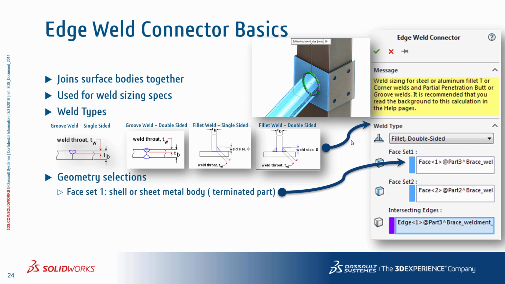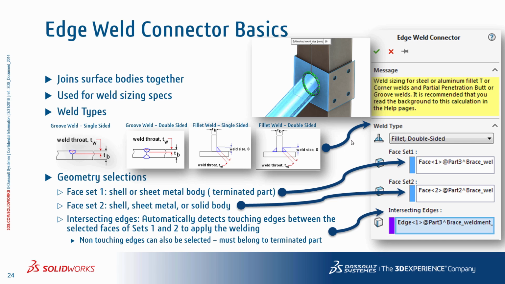In terms of the geometry selections, face set 1 should belong to the terminated part, and it could be a shell face or a sheet metal body. And face set 2 could be a shell, sheet metal, or a solid body. For fillet welds, the selected faces of sets 1 and 2 are perpendicular to each other. For groove welds, the selected faces are parallel. Now the program automatically detects the touching edges between the selected faces to apply the weld.